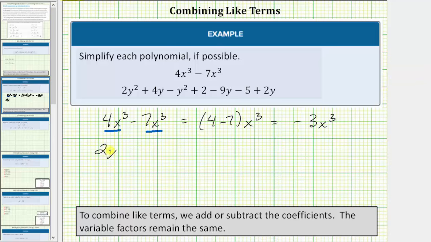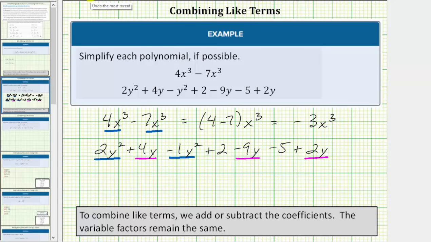Next we have 2y squared plus 4y, and we have minus y squared, which I'll write as minus 1y squared, plus 2 minus 9y minus 5 plus 2y. Let's begin by identifying any like terms. We'll notice 2y squared and negative 1y squared are like terms. 4y, negative 9y, and 2y are like terms. And the constants 2 and negative 5 are also like terms. So now we'll simplify the polynomial by combining the like terms.